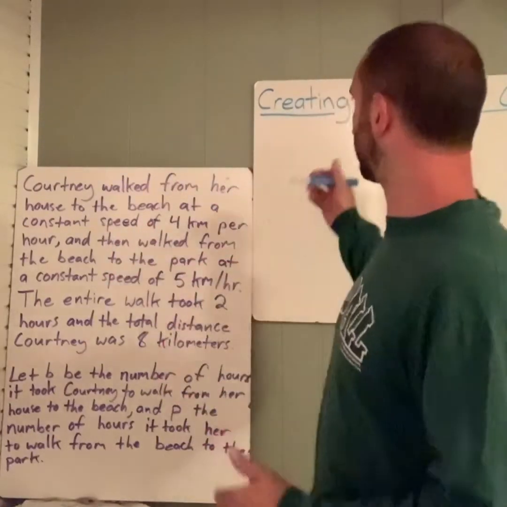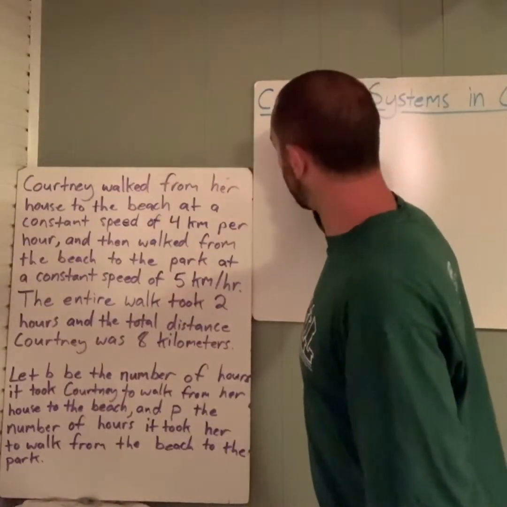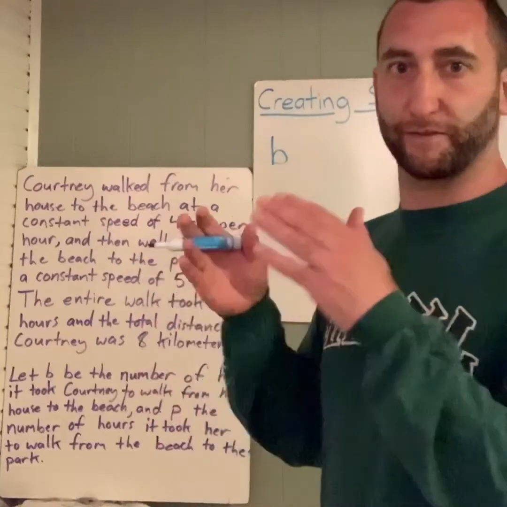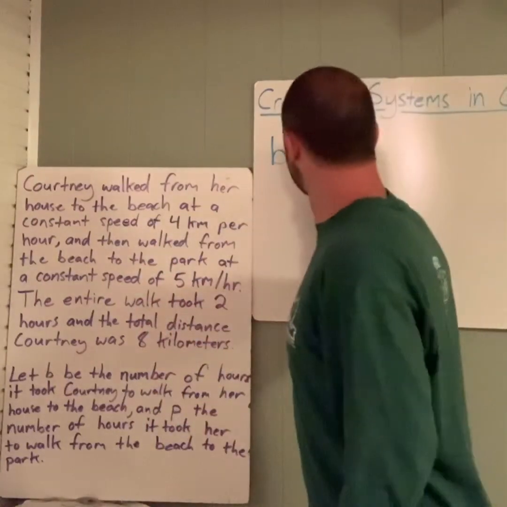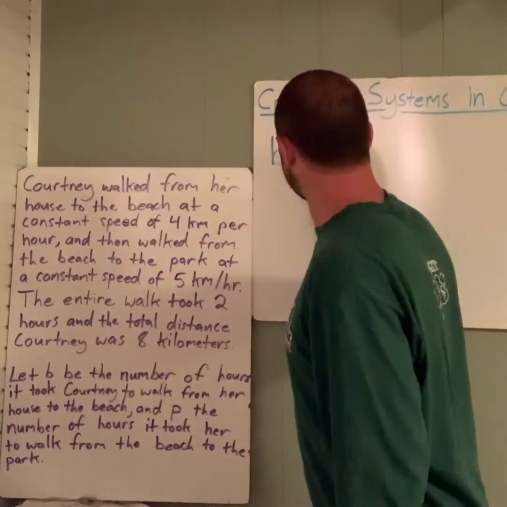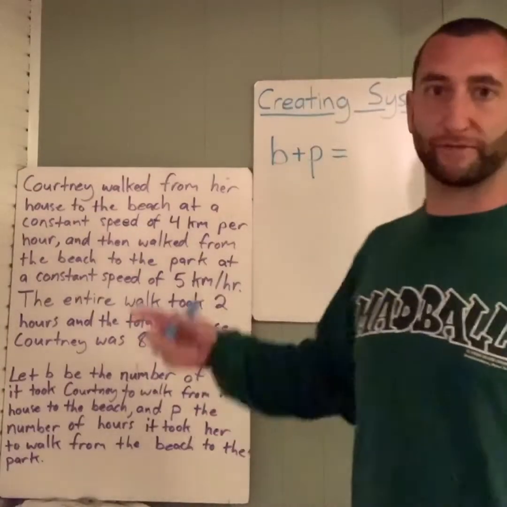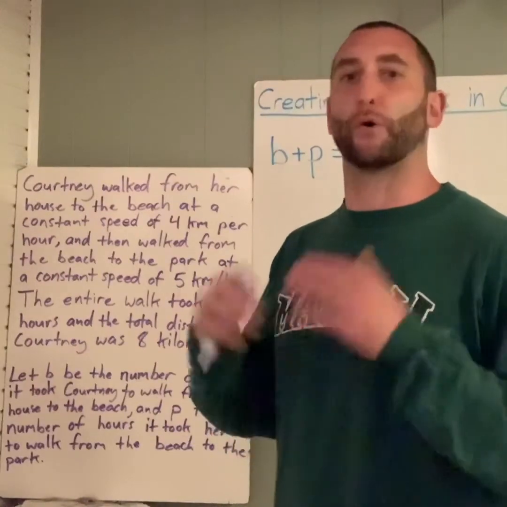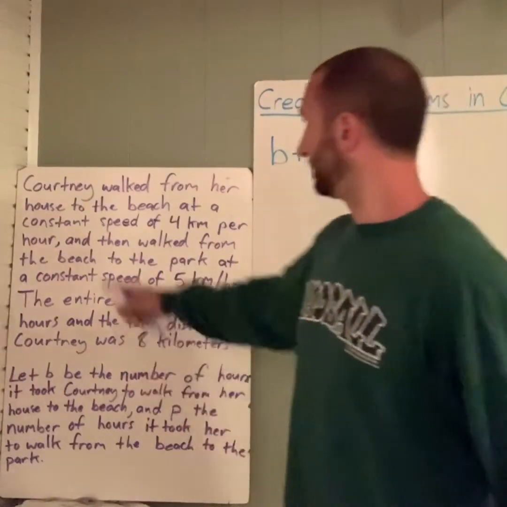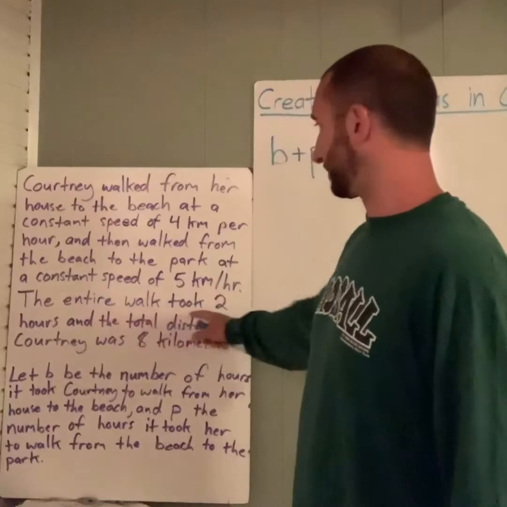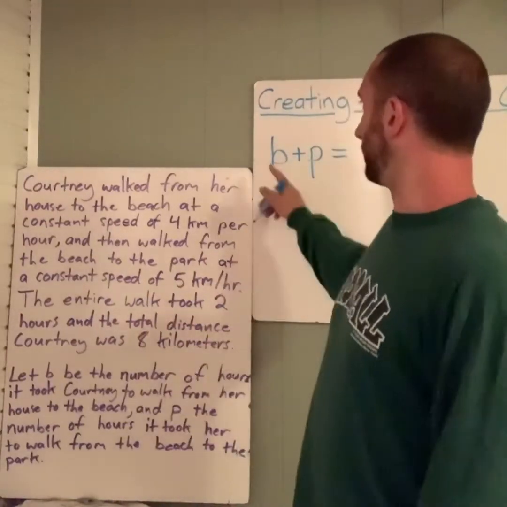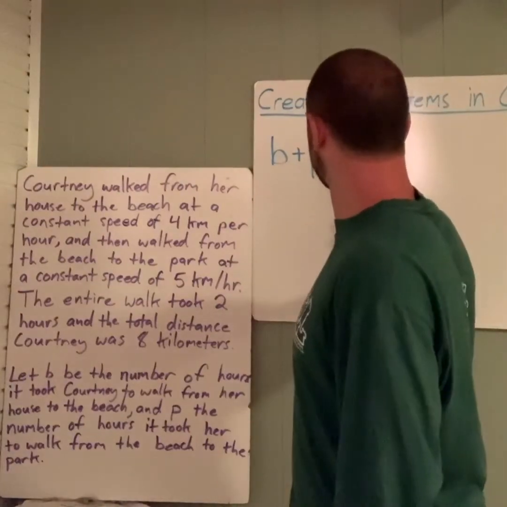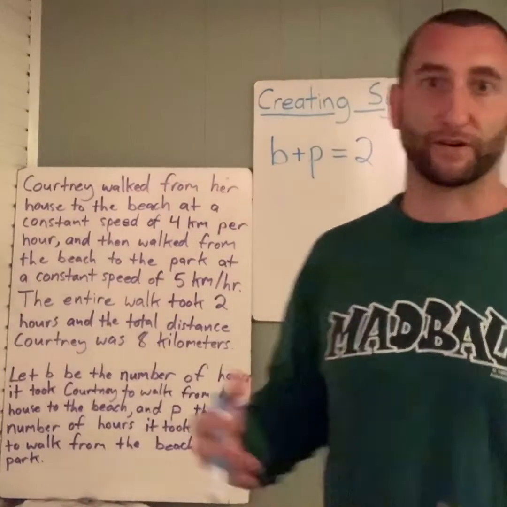So we know she walked from her house to the beach, which is represented by B. And then we also know that she then walked from the beach to the park. So we know she walked both of those distances. What we do know from the very long paragraph of information is how long it took her total to walk that. And what did it say? It said that the entire walk took 2 hours. So the walk from her house to the beach and then from the beach to the park took 2 hours. So that's how we create the first equation.